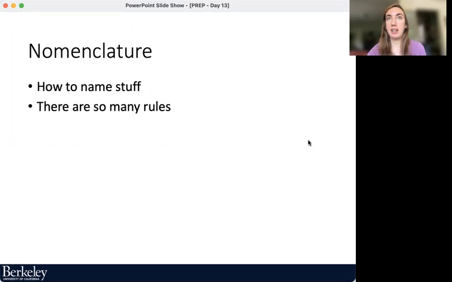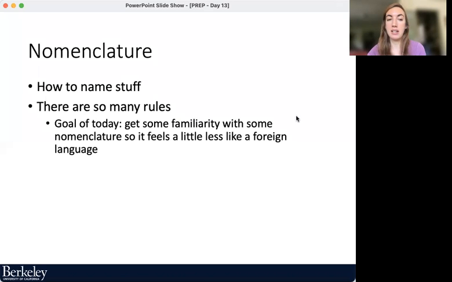I think you can study nomenclature for weeks and still have groups and names that you haven't heard before or haven't memorized. So the goal of today is just to get some familiarity with some of these words and some of the nomenclature, so it feels less like a foreign language, so that if you see the name of a compound, you're not just like, I have absolutely no idea where to start.